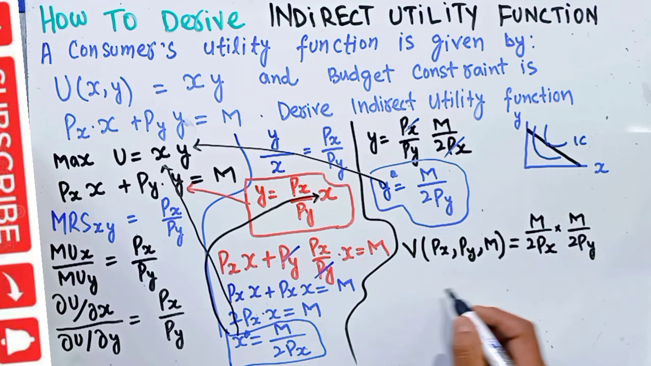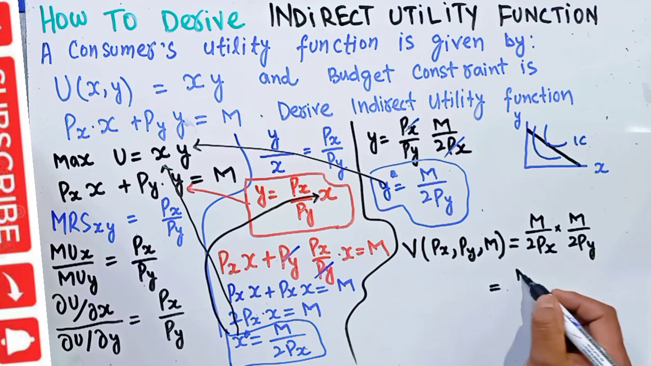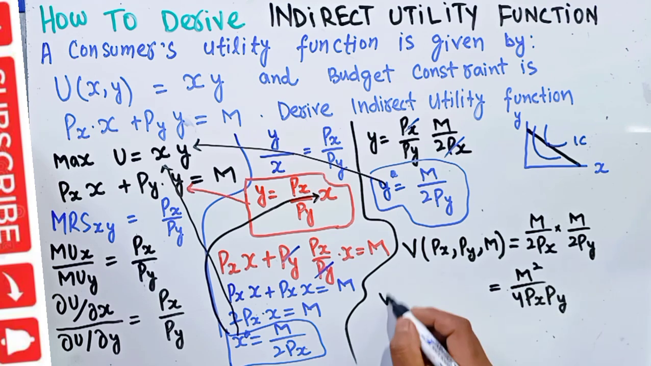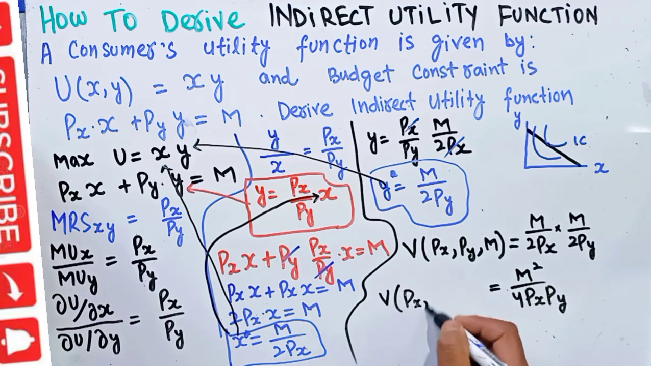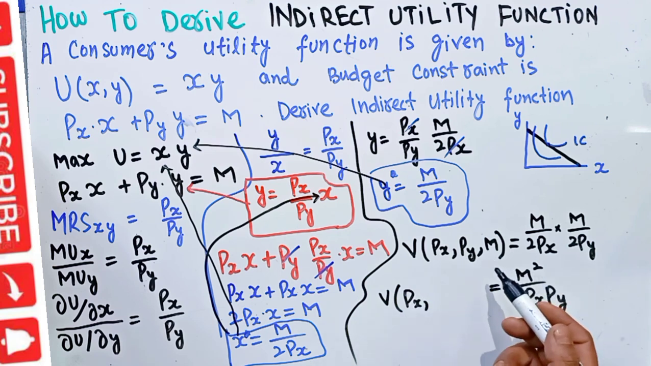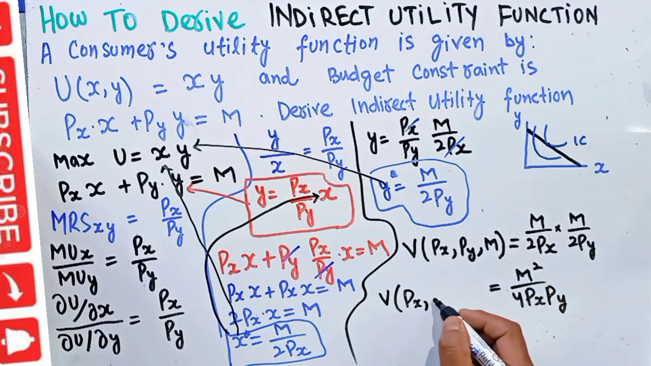So our indirect utility function will become M squared upon 4 Px Py. This is the indirect utility function, and it tells us that the consumer's utility is a function of the prices of good x and good y, and also a function of the income of the consumer. So this is how we find the indirect utility function from the given direct utility function.